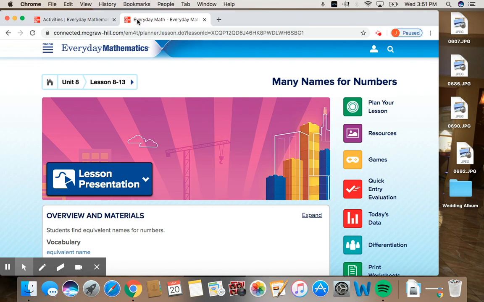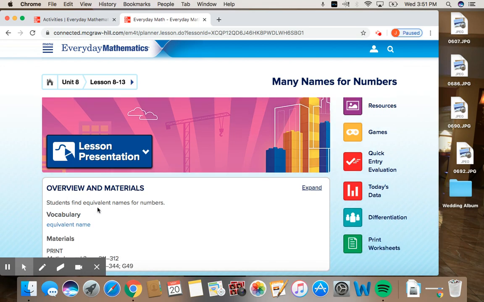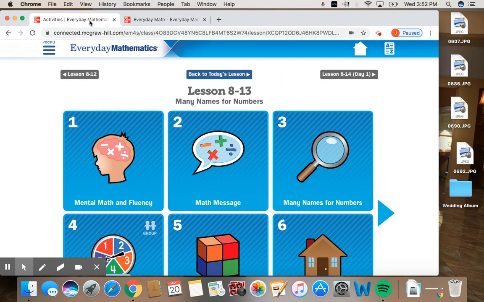Everyone. Today we're going to be doing lesson 813, which is called Many Names for Numbers. So today, students will find equivalent names for numbers. One of our important vocabulary words today is equivalent name. Think about that as we get into your math message for today. Let's go into your screen and click on the math message for today.